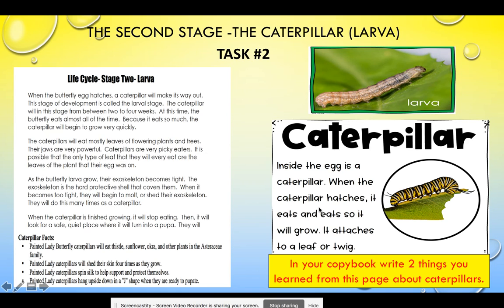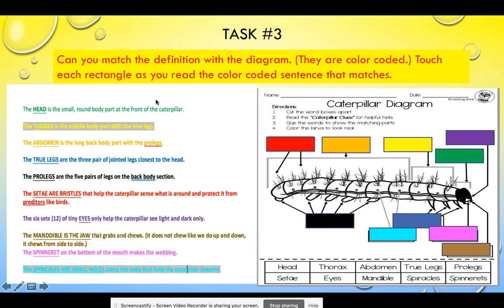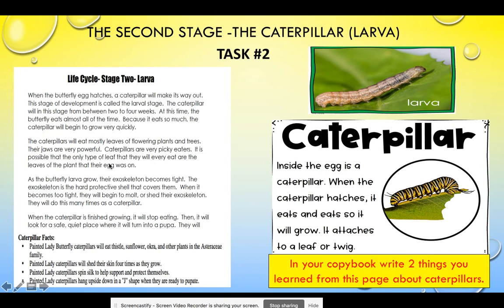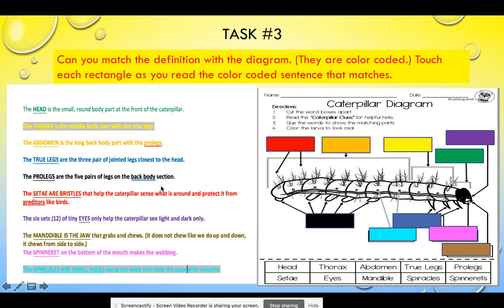Inside the egg is a caterpillar. When the caterpillar hatches, it eats and eats so it will grow. It attaches to a leaf or twig. In your copybook, write 2 things you learned from this page about caterpillars. Not just this little part here. Make sure you're reading everything. I want 2 things from this reading over here. There's lots of information, okay?